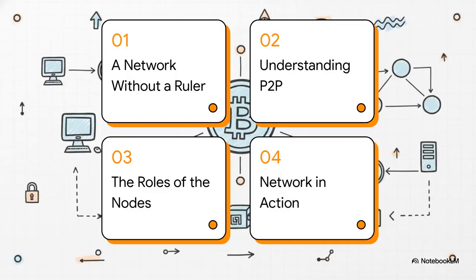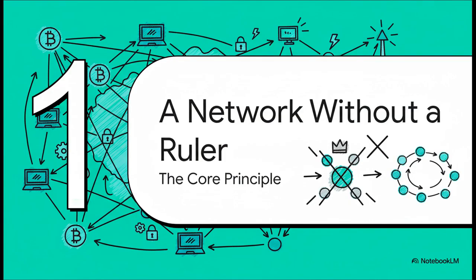So here's how we're going to break it down. First, we'll look at the big idea behind a rulerless network. Then we'll get into the real heart of it, understanding what peer-to-peer actually means. After that, we'll meet the workers of the network, the nodes, and finally, we'll see how it all comes together in the real world. Okay, part one, a network without a ruler.